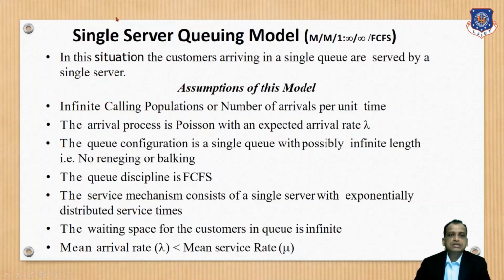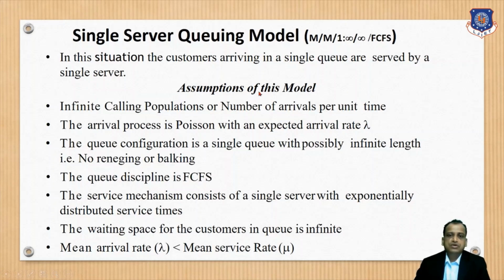Which model? Single server queuing model, M/M/1/infinity/infinity/FCFS. First come first served. M means Markov. This is Poisson distribution, exponential distribution, one server, infinite population, right? Infinite service space and then FCFS. This is the ideal situation, and the most common one. It is already written here that a single queue is there and a single server is there.